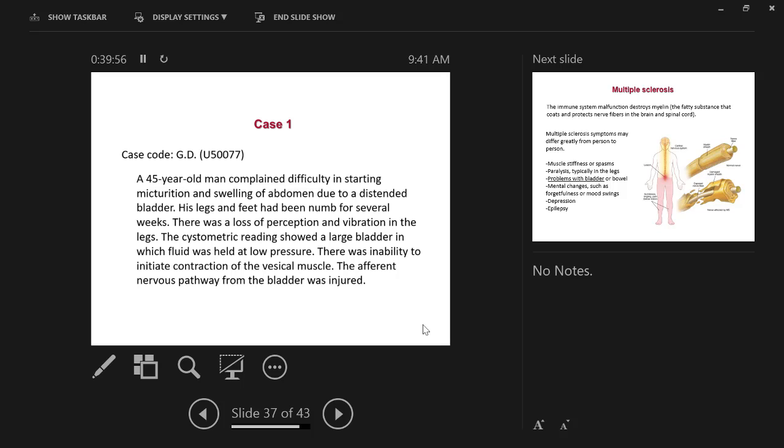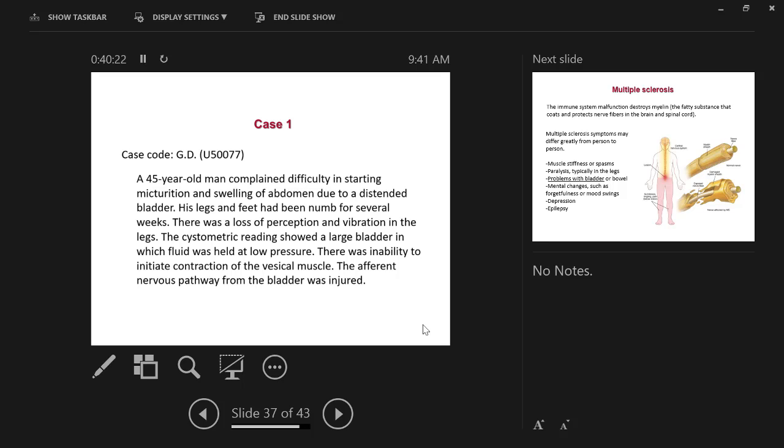A 45-year-old man complained of difficulty in starting micturition and swelling of the abdomen due to a distended bladder. His legs and feet had been numb for several weeks. There was a loss of perception and vibration in the legs. The cytometric reading showed a large bladder in which fluid was held at low pressure. There was inability to initiate contraction of the vesical muscle. The afferent nervous pathway for the bladder was injured.